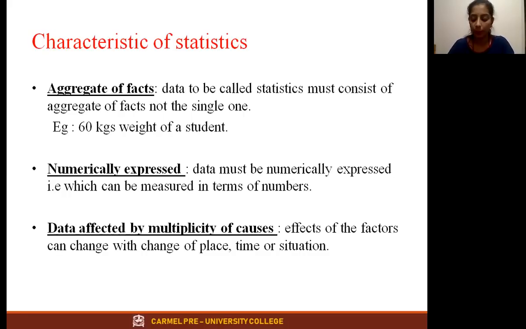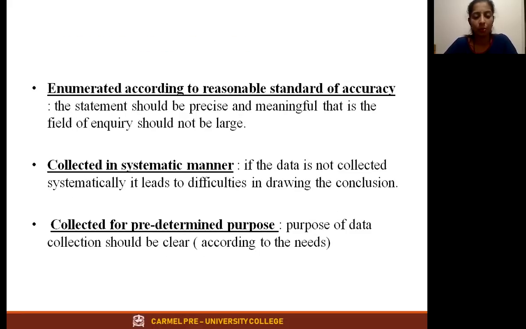Okay. Coming to the next point, this is one more characteristic, that is enumerated according to reasonable standard. You know what is enumeration? Hope you know what is enumeration, or else let me tell you. It is an action of mentioning the number of things one by one. So one by one we are going to record in case of statistics, correct?